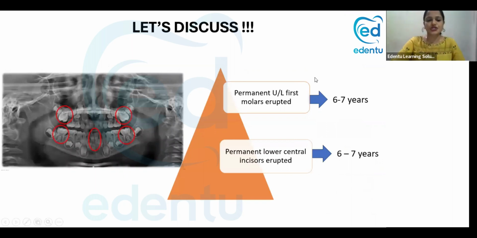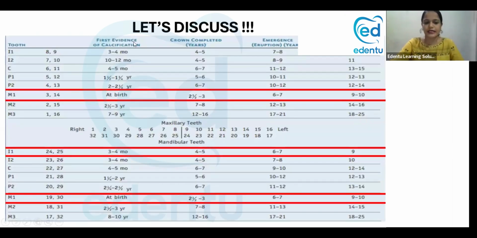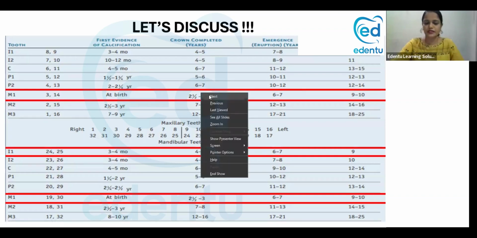So this is the chronological chart that will help you in analyzing the age of the patient. I think you all are very familiar with this. You can see that the molars usually erupt by the age of 6 to 7 years, and the lower central incisors also usually erupt by the age of 6 to 7 years. So you can confirm that it is option C, 6 to 7 years.